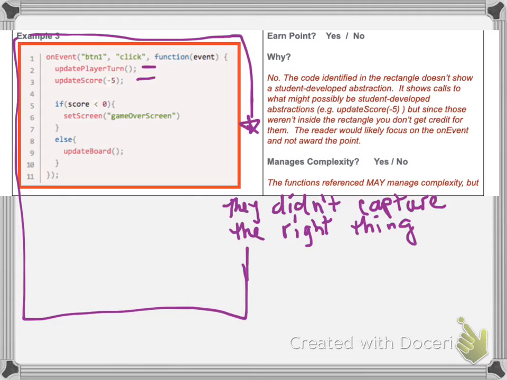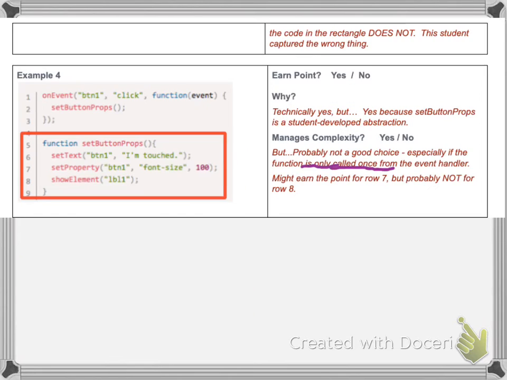Okay. And again, does it explain how it manages complexity? Without these other functions being in that rectangle, it's just going to be discounted. Okay, so this had potential if they had captured, in addition to this piece, if they had included in their rectangle the update player turn and the update score, those other functions, because those probably were student written.